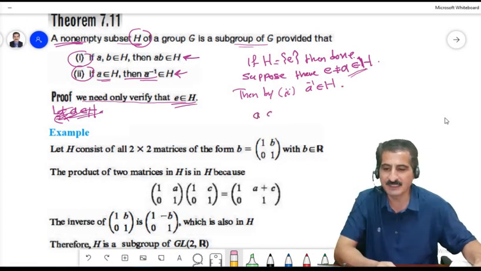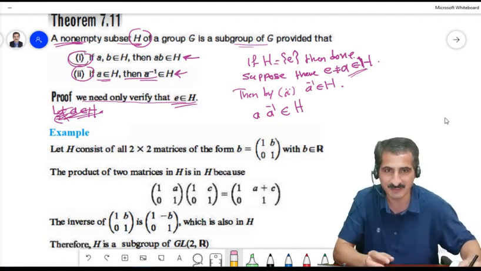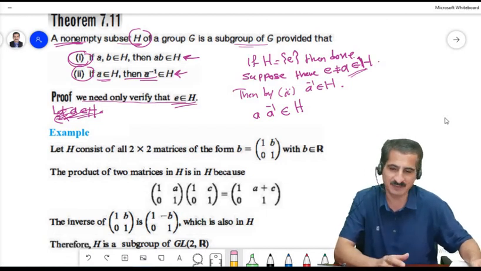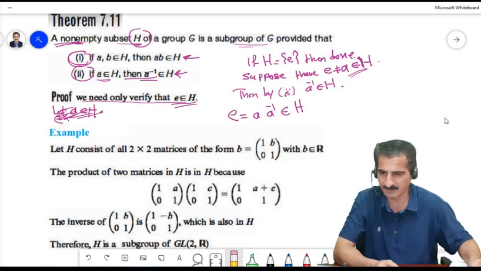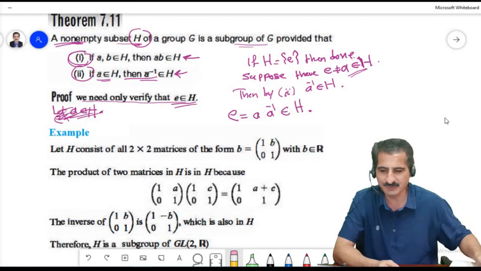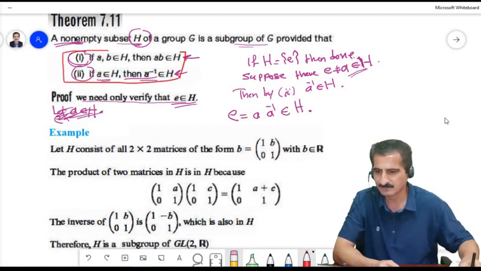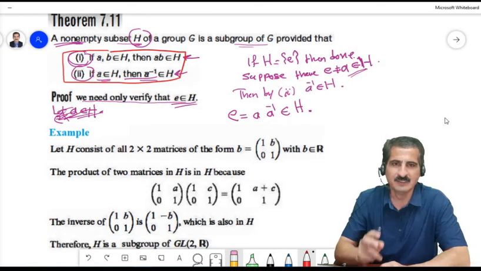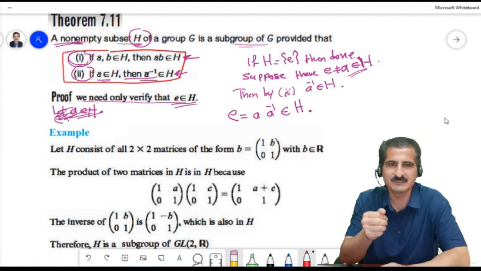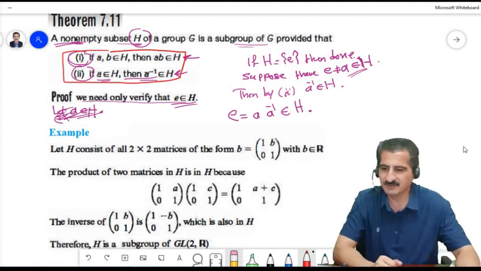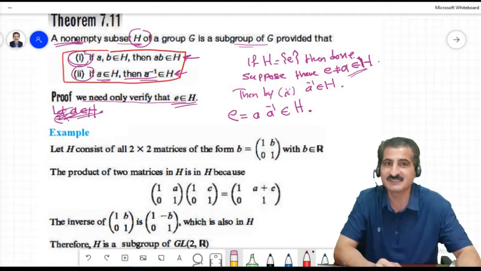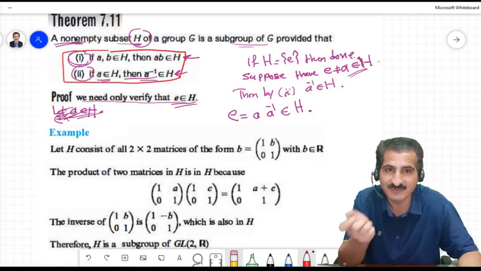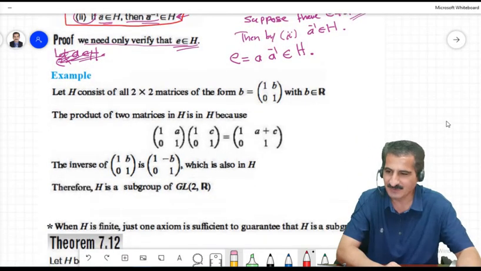What happens if we multiply these two elements? If you multiply them, we must end up in H. Why? Because part one says if you have two elements from H and you multiply them, the result will stay in H. A and A inverse are in H. Multiply them, we stay there, and this is the identity, and we are done. So these two conditions again will guarantee that the identity is in H, okay? And there's no need for associativity. Then these two conditions are enough to prove that a subset is a subgroup. And we will see in a little while that if that subset is finite, then one condition out of these two is enough, which is closed. We will see.